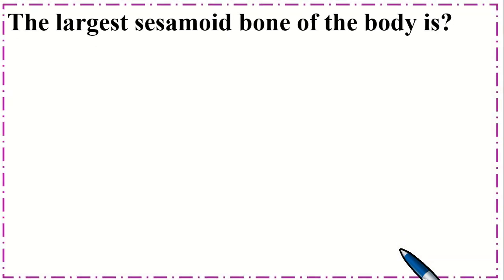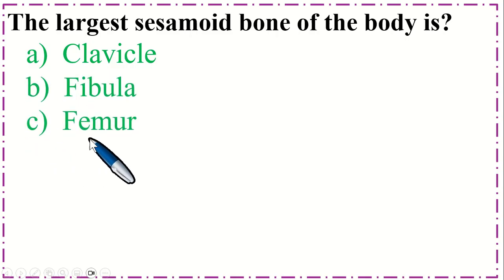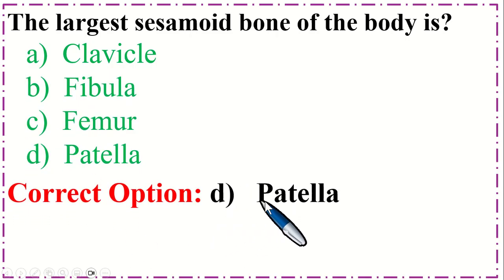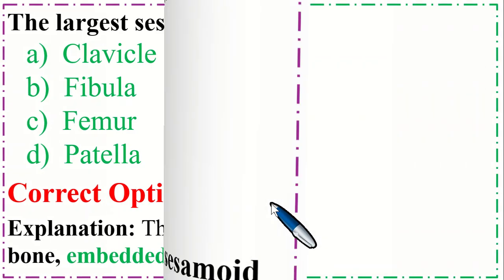So this is very important MCQs. The largest sesamoid bone of the body is option A clavicle, B fibula, C femur, and option D patella. So the correct option is D patella. The patella is the largest sesamoid bone embedded in the quadriceps tendon.